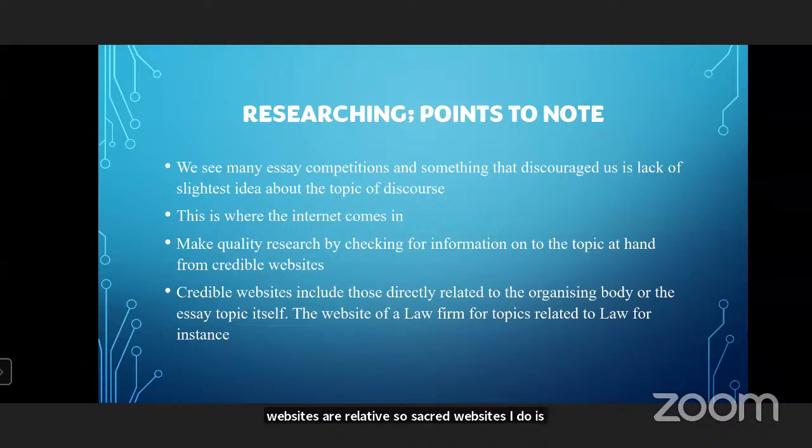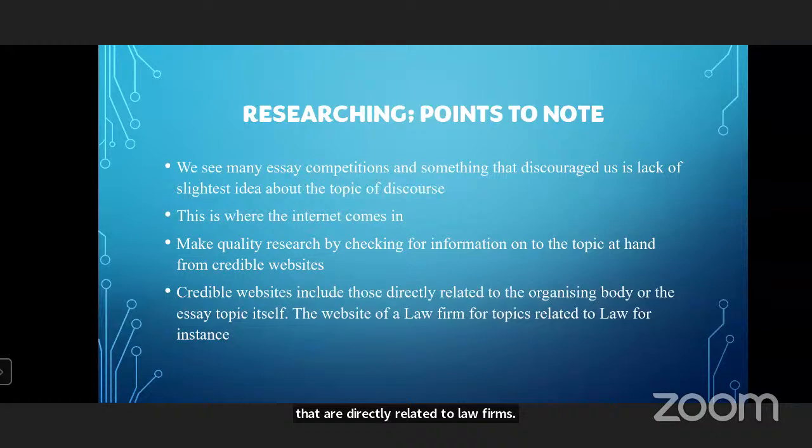So for instance, if you want to write an essay that is organized by a law firm or a law organization, or probably I think I've seen some essay competitions organized by the Faculty of Law, University of Ibadan. Essay competitions like that are directly related to law. While you are doing your research, you would want to get your facts and figures from websites that are directly related to law firms, law in general, and law school, all of that.